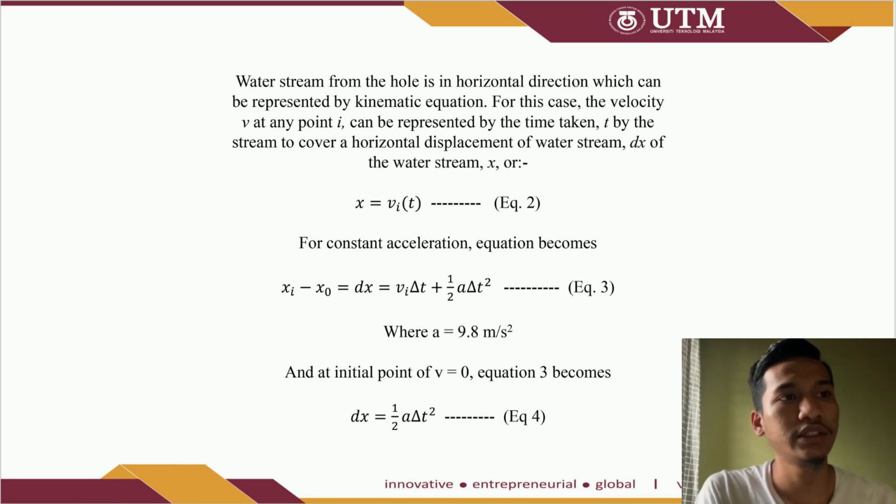Water stream from the hole is in horizontal direction, which can be represented by kinematic equation. For this case, the velocity v at any point can be represented by the time taken by the stream to cover a horizontal displacement dx of the water stream, x. So this is the second equation, which x is equal to v initial times t, which is time. So for constant acceleration, equation becomes x minus x naught is equal to dx is equal to v initial delta t plus 1/2 a delta t to the power of 2, where a is 9.8 meter per second squared. So at initial point of v equal to 0, equation 3 becomes dx is equal to 1/2 a delta t to the power of 2.